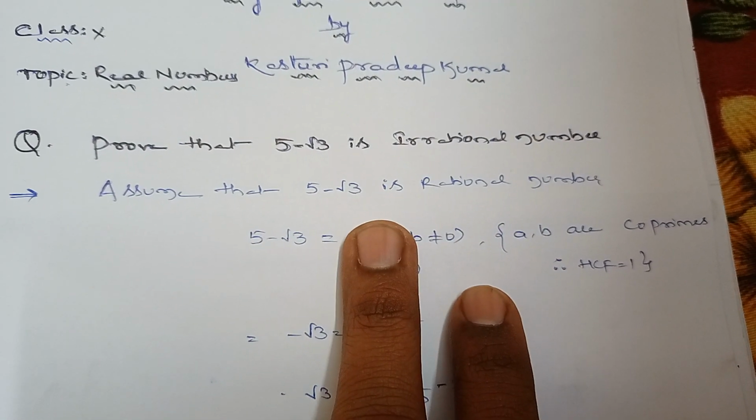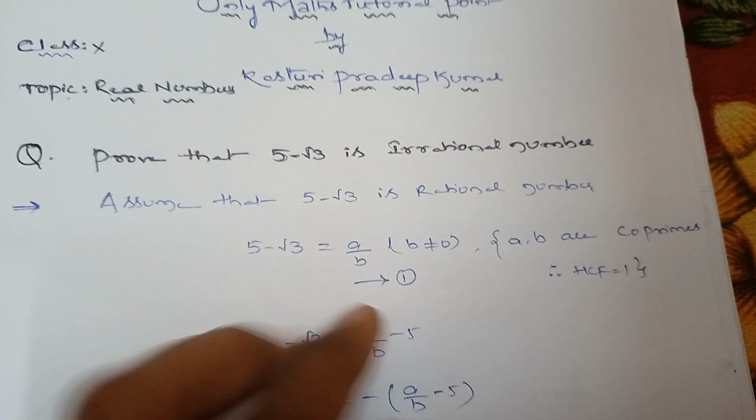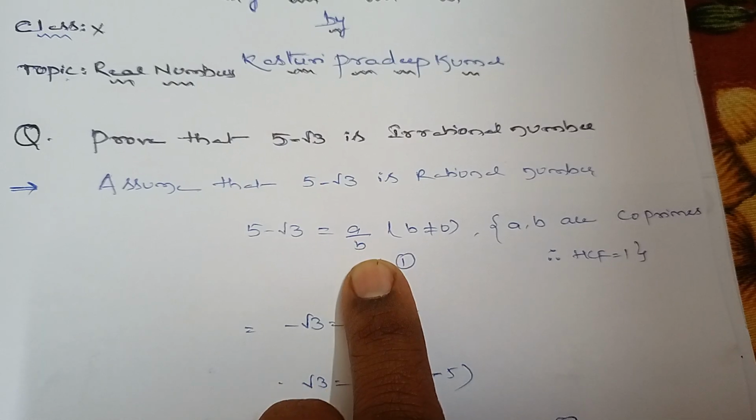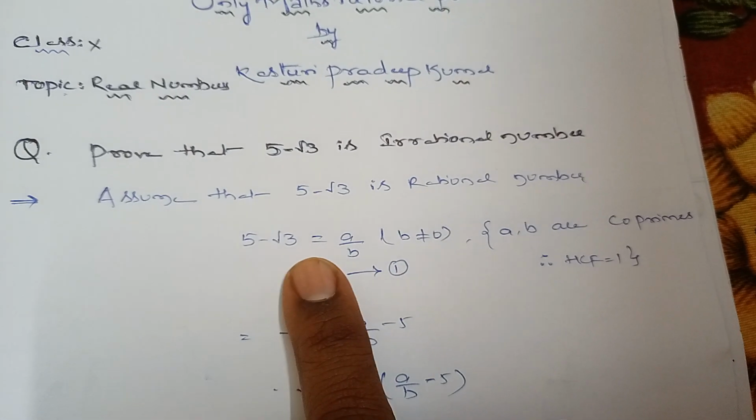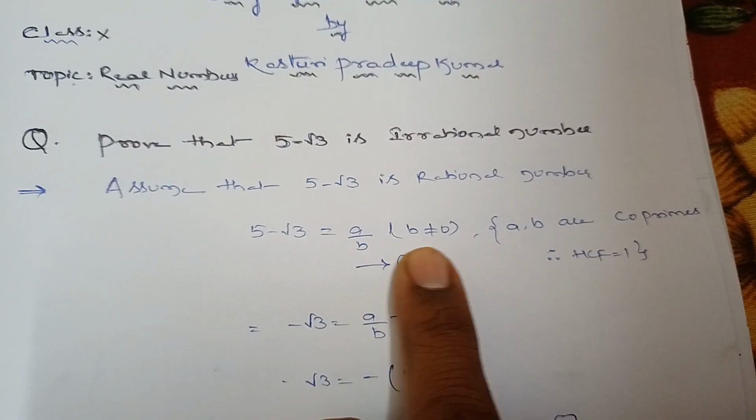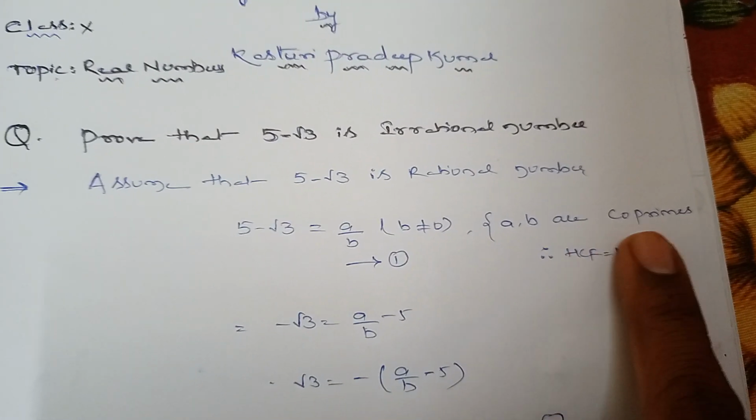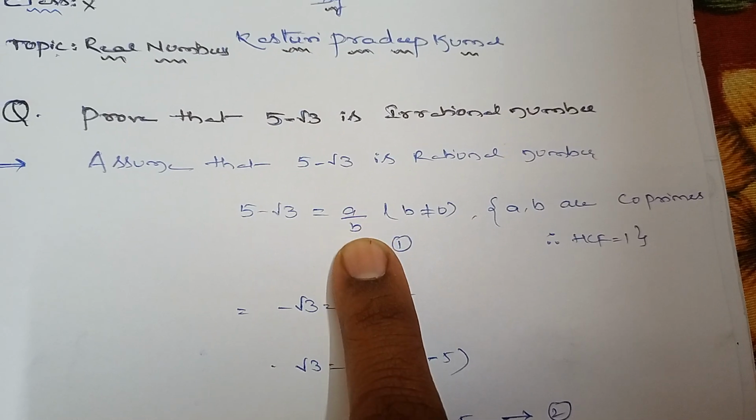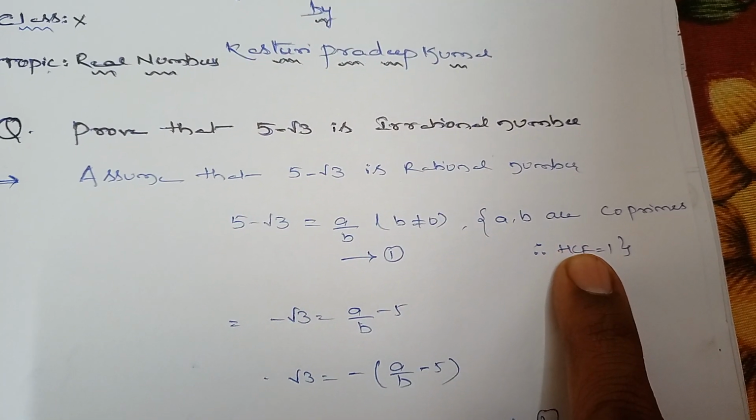If at all it was a rational number, we can convert it. So if the number is rational, how will it be? It will be in the form of p by q, right? So I have written here 5 minus root 3 equal to a by b, fractional form, where a, b are co-primes, where HCF equals 1. The common factor between a and b is 1, that is HCF equal to 1.